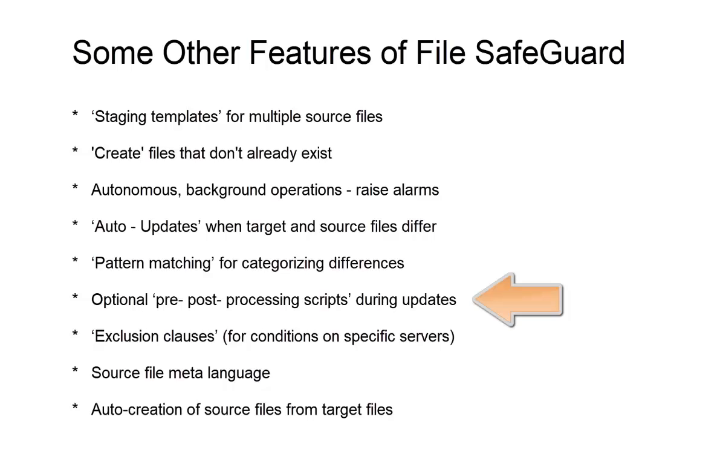Pre- and post-processing scripts can be run on the target servers immediately before and/or immediately after a file update. Exclusion clauses can be set to prevent an update on particular servers when a certain condition applies. A simple meta language is used in the source files to define how the text should look on the remote servers and how it differs on different servers. A menu option can be used to assist in the initial creation of a source file by picking an example file from a remote server. This results in a new source file containing a well-structured meta-language definition of the selected file.